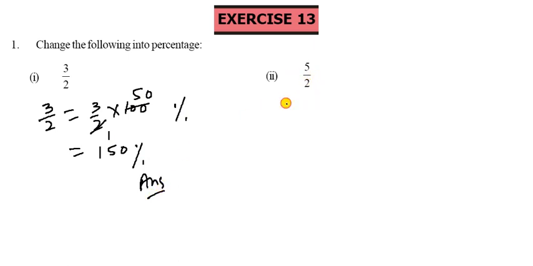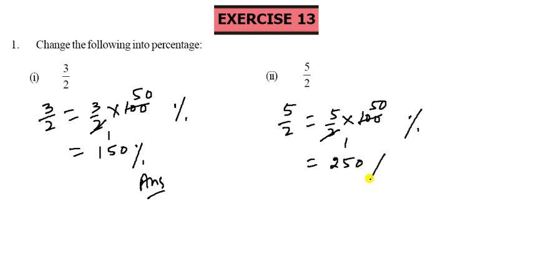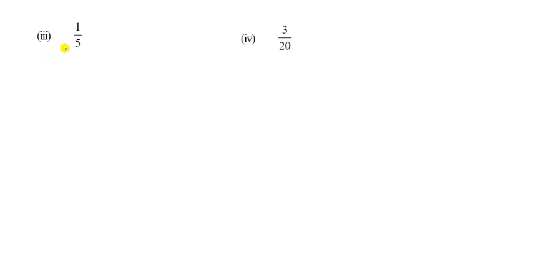Let us see in this, that is the 5 by 2. That means 5 by 2 into 100 and write the percentage sign. So 2 1s are 2 and 2 5s are 10 and 1 0 is here. So 5 5s are 25 and 250. It is the 250%. So that one is your answer. Let us see the next one.